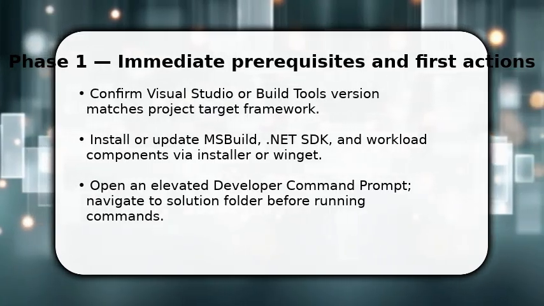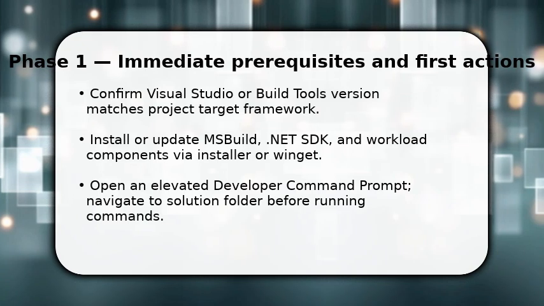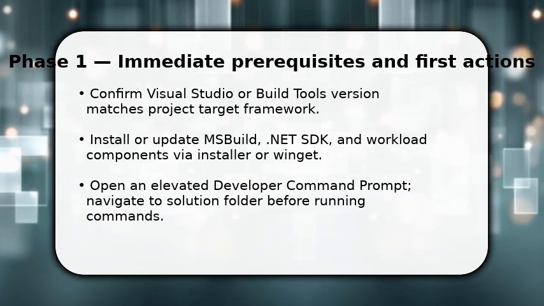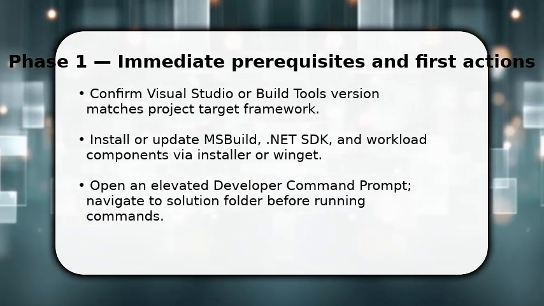Next, open an elevated developer command prompt and change directory to the solution root so relative paths resolve correctly. Run dotnet --info and msbuild -version to confirm. These checks eliminate many common environmental causes.